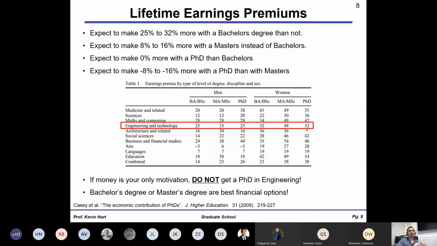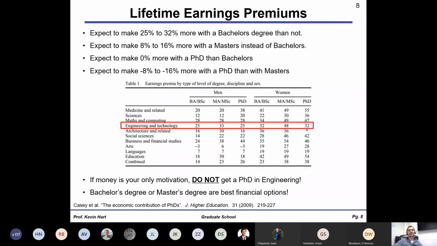Okay? So the point here is that if money is your only motivation, don't get a PhD. For crying out loud. All right? I know this firsthand. I could have made more money if I stopped at my master's degree, went to work at Boeing. I would have had a cush job, a cush life, and I wouldn't have been as interested in the things that I was working on.